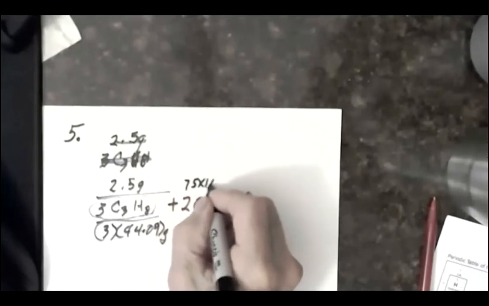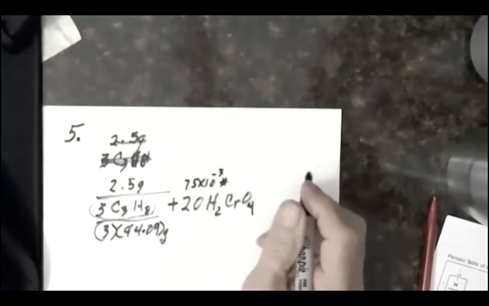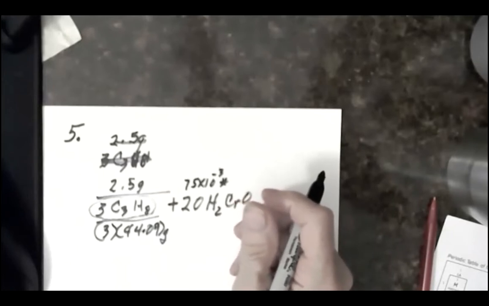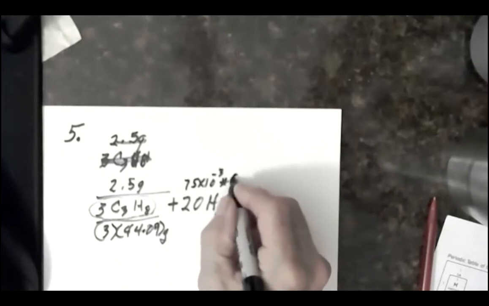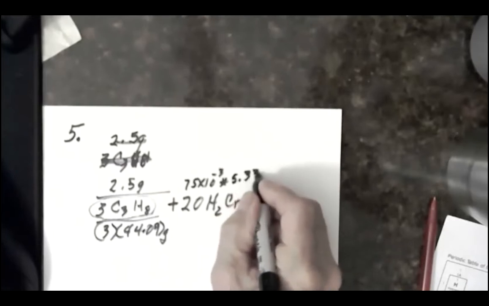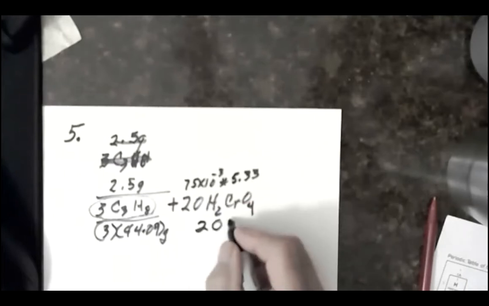times 10 minus 3. And it's the 75 times 10 minus 3, the molarity is 5.33. And that will be moles. The equation is showing 20 moles.